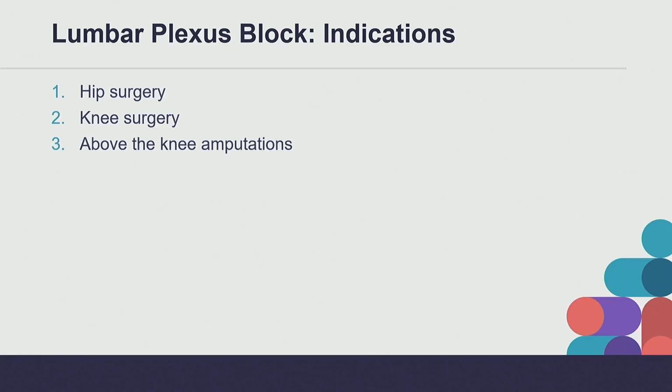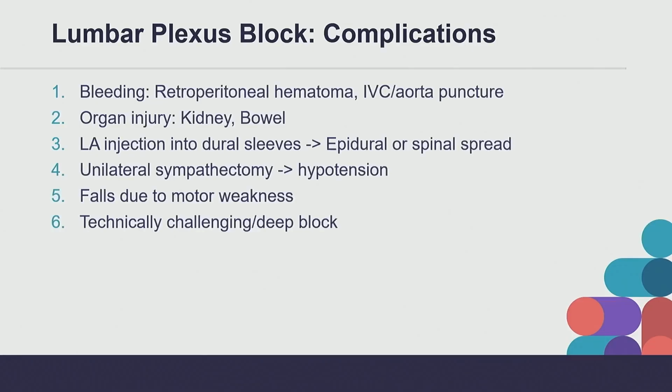The various indications for the lumbar plexus block include hip surgery, any knee surgery, and above the knee amputations, which it is great for. Unfortunately, a lot of people have been veering away from this block because of the unwanted risks and complications associated with it, including bleeding, because as you saw from that initial picture, there's a lot going on there in the retroperitoneum, as well as big vascular structures. Local anesthetic injection into the dural sleeve can cause a high epidural or high spinal spread.